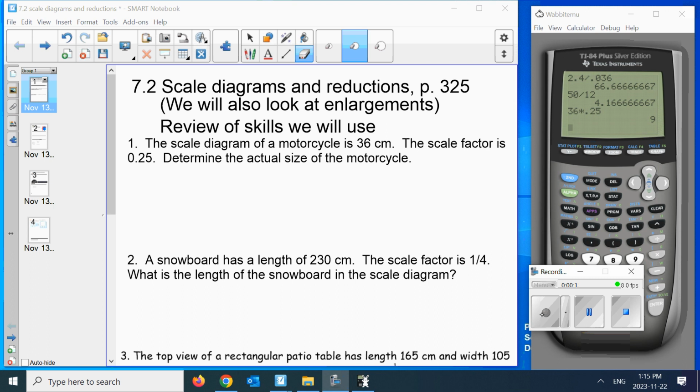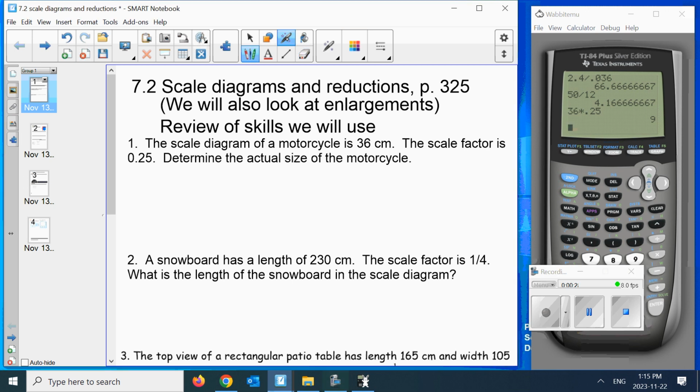We're looking at scale diagrams, mostly reductions, but we will look at some enlargements as well, just like 7.1. Okay, we're reviewing some skills. I'm going to show it this way, and I'm not going to even try the other way. Scale factor answer. Okay.